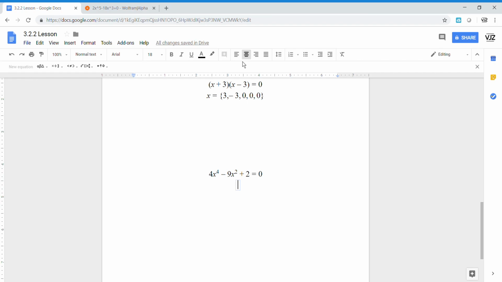So what times itself gives 8 and added to itself gives -9? Well, let's think about it. So we have 4x to the 4th. Remember, when it's added to itself, it should equal -9. Now we know that -1 times -8 is, you guessed it, 8.